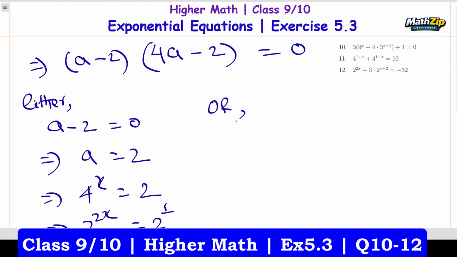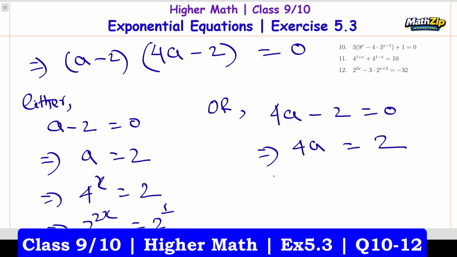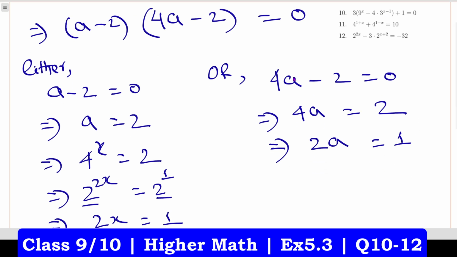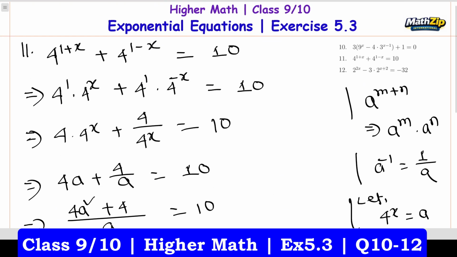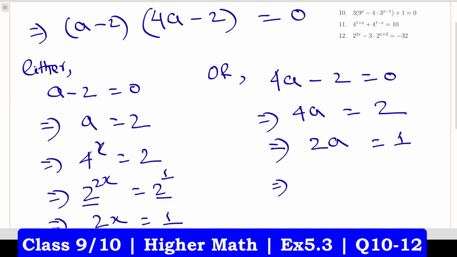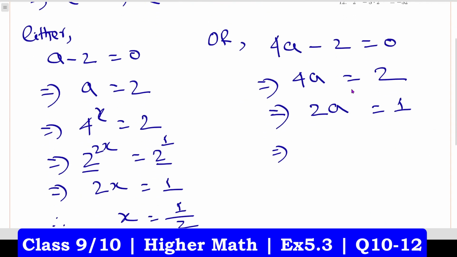Or here is 4a minus 2 equals 0. Now look, 4a, we are adding both sides by 2, so it's 2a. Now we divide both sides by 2, so here is a 2a and here is a 1, right? Now a means what? A means we already know 4 to the power x, right? 4 to the power x.